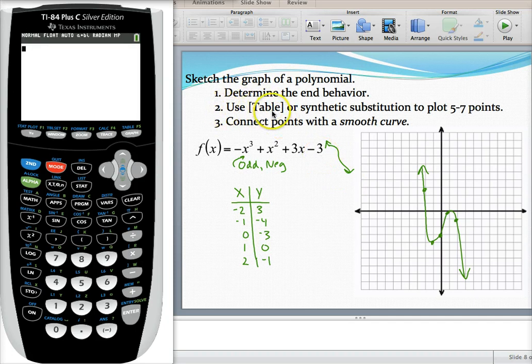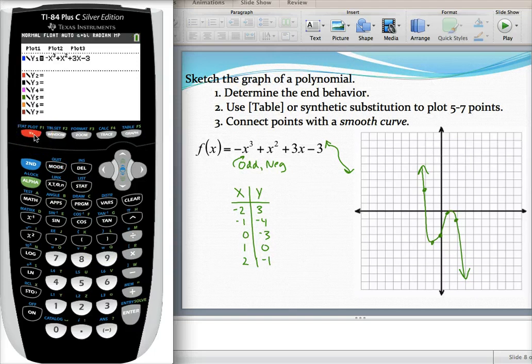Next up, I'm going to use the table on my calculator to find a bunch of points to graph. So on our graphing calculators, I've already gone ahead and typed my equation in there. If you need to, go ahead and pause the video so you can get yours typed in. Some people have asked me, how do I get the exponents up there? Your caret symbol right above the division key is how you're going to get exponents. So get that typed in.